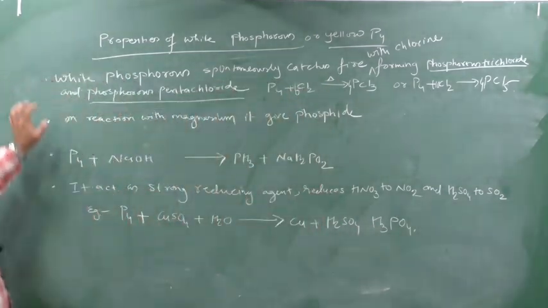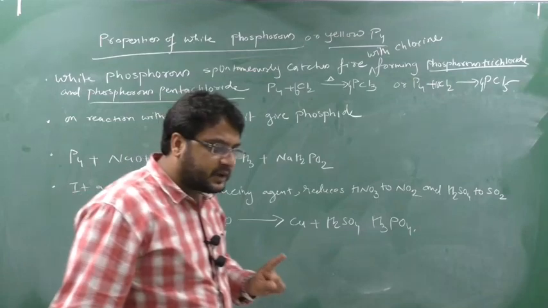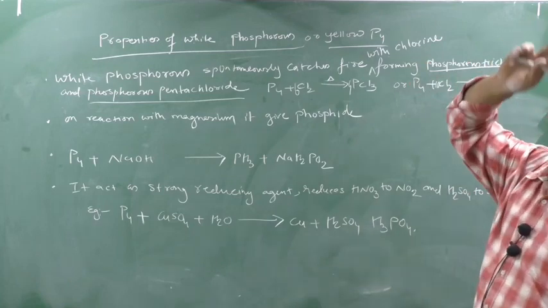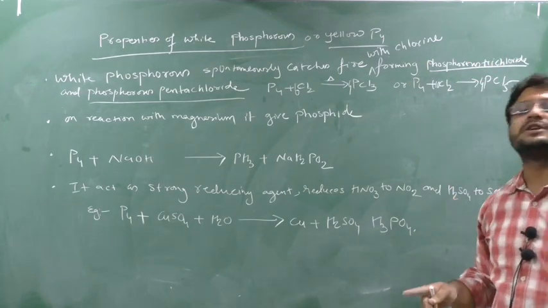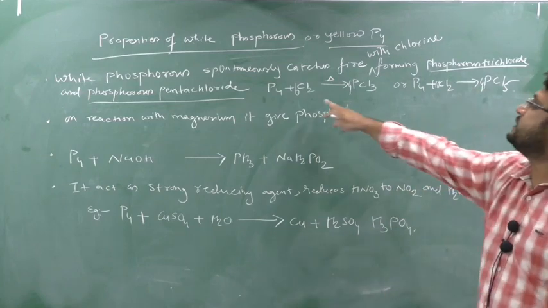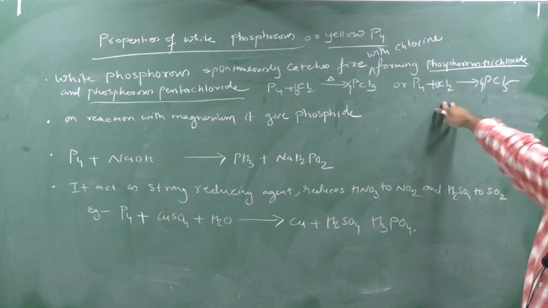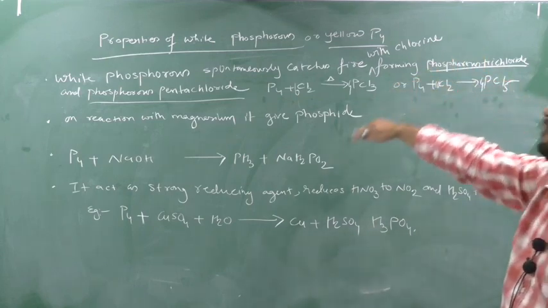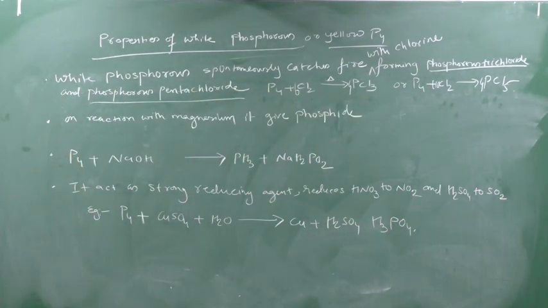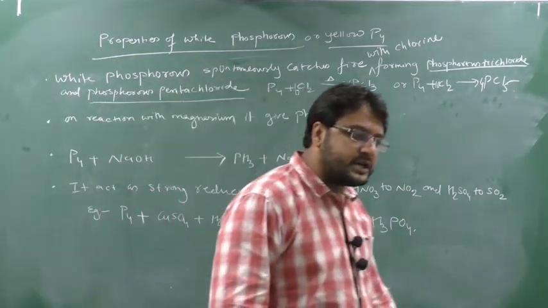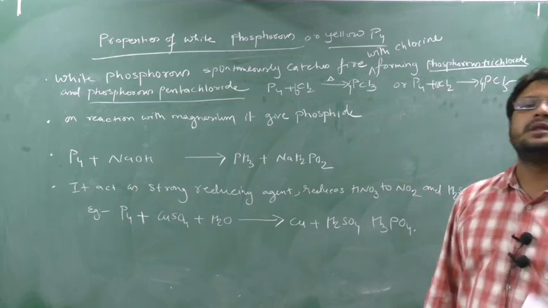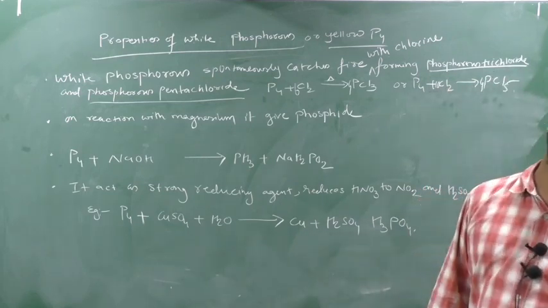So this property is also very important, that whenever white phosphorus is made to react with chlorine, it will burn and catch fire and form two compounds. Either it will form phosphorus trichloride PCl3 or phosphorus pentachloride PCl5. You can see the amount of chlorine: if excess chlorine is there, it will form phosphorus pentachloride; if less, it will form phosphorus trichloride. So the first property is clear here again. White phosphorus will burn spontaneously with chlorine and form either phosphorus trichloride or phosphorus pentachloride.